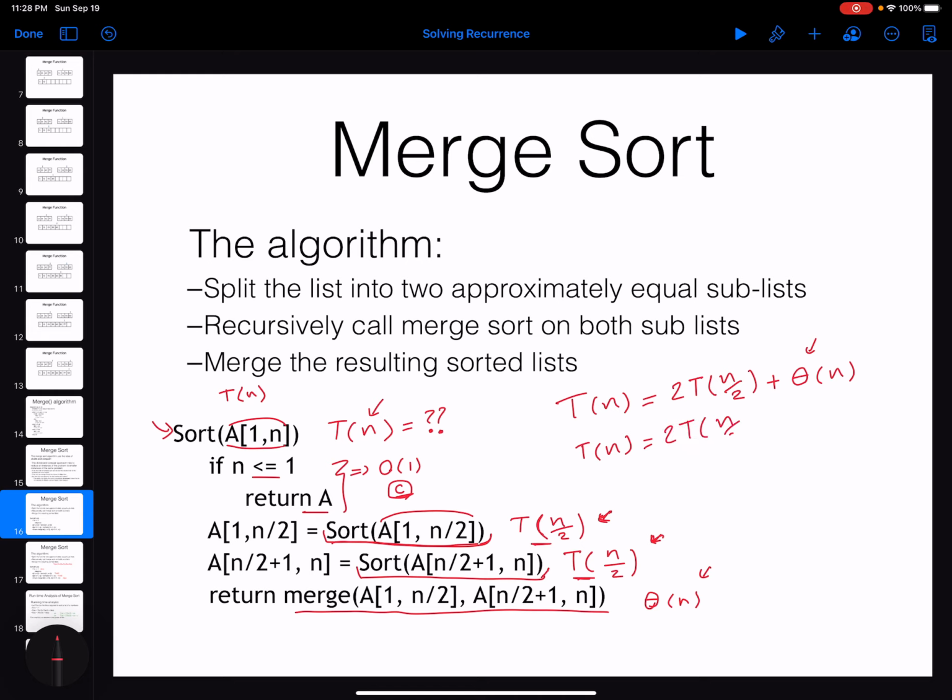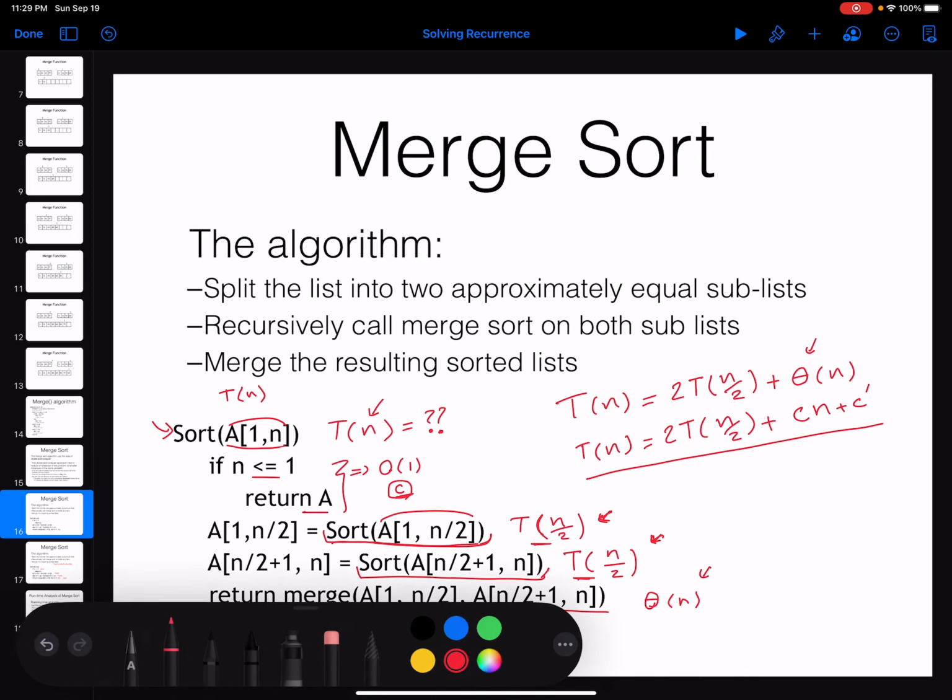2T of n divided by 2 plus, for example, Cn. If you are going to be very precise, you can even add another fixed constant as well, but I don't really mind if you just leave that one out. So the full time function that you have is going to be a relation like this. And this relation is going to be a recursive relation or recurrence relation.